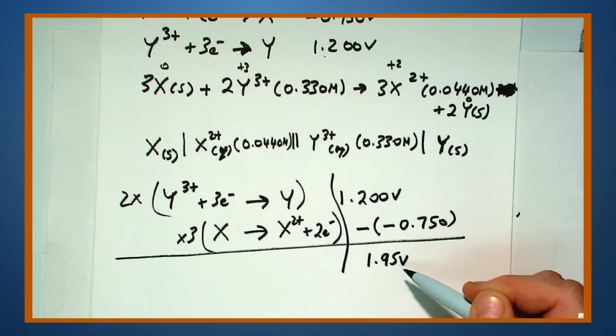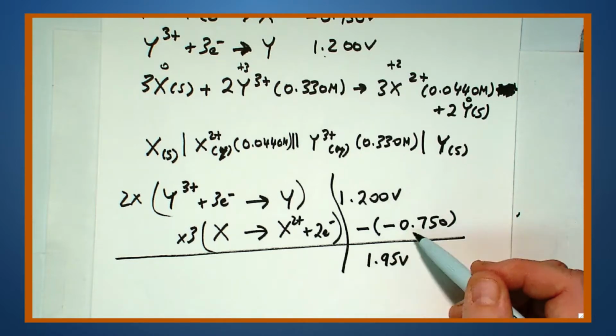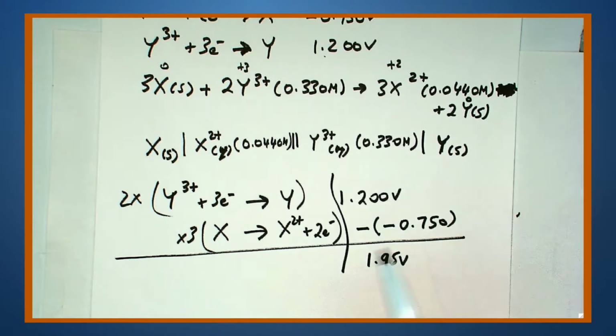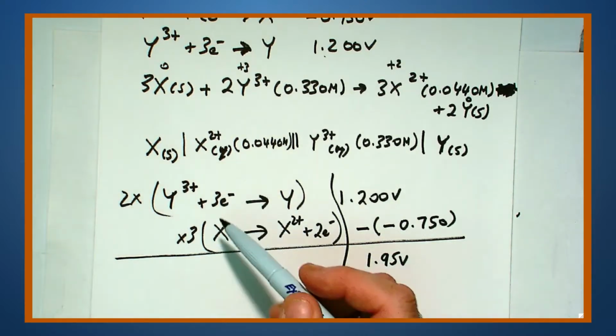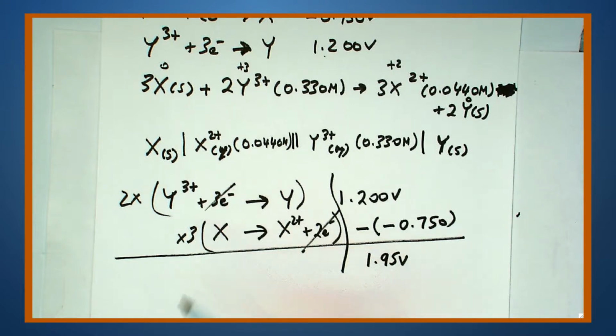By the way, if you haven't figured it out already, if you get a number here that's bigger than 6, you definitely did something wrong, because the biggest numbers we have are plus and minus about 3 volts. Now let's check this. So our 6 electrons are going to cancel, because you've got 3 lots here, 6 electrons, 2 lots of 3, 6 electrons.